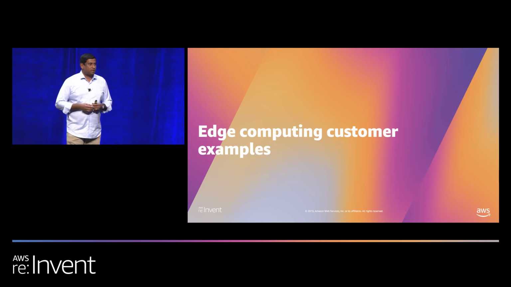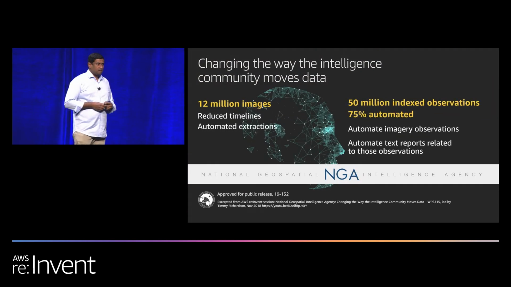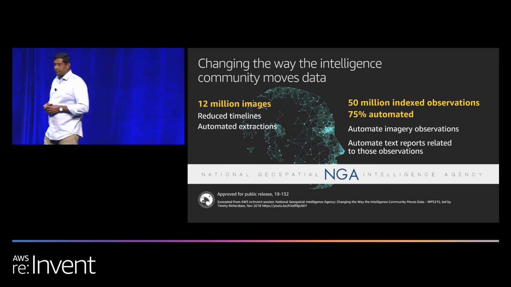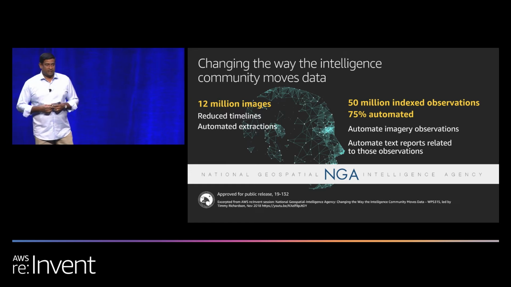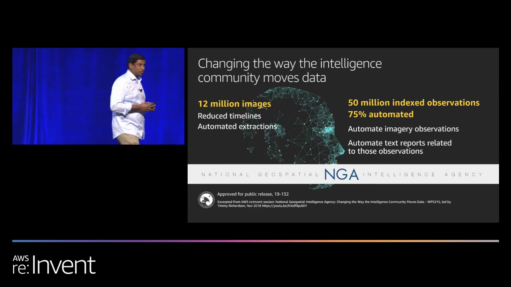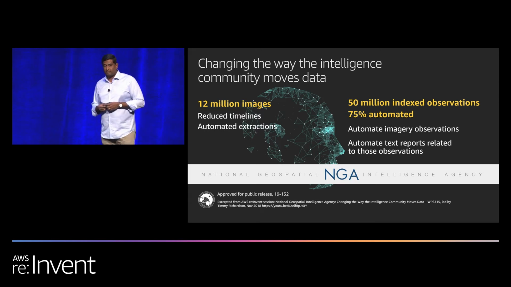Now I'll provide 2 customer edge computing examples using the Snowball Edge device. The US NGA is a key partner and sponsor of the AWS secret regions. They develop secret-level US security classification workloads that are available to all the US intelligence community. They support multiple locations all around the world.